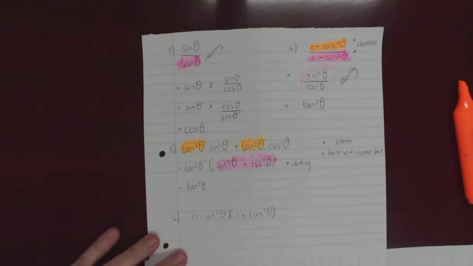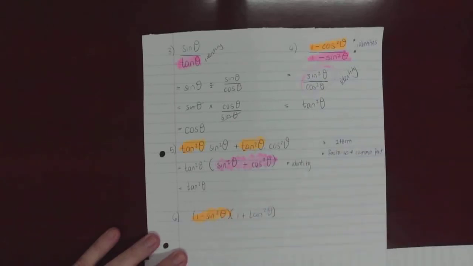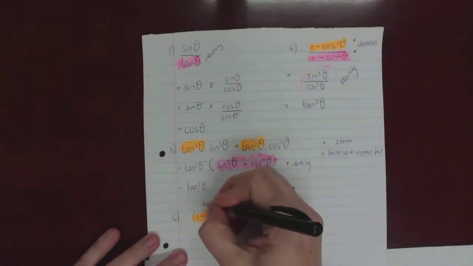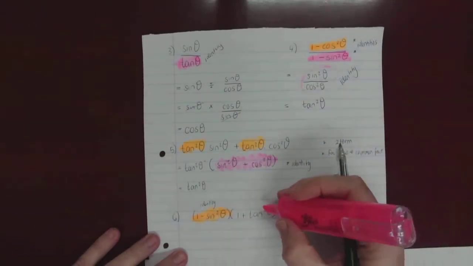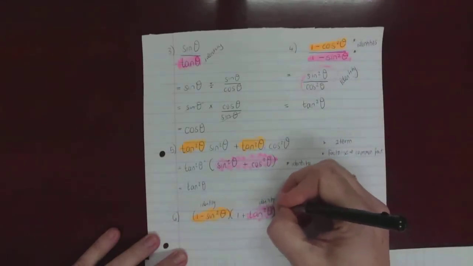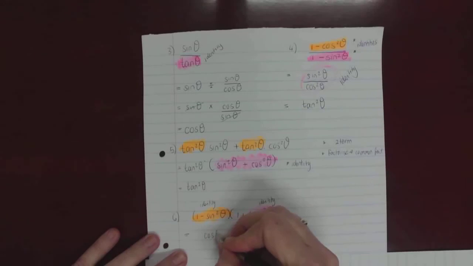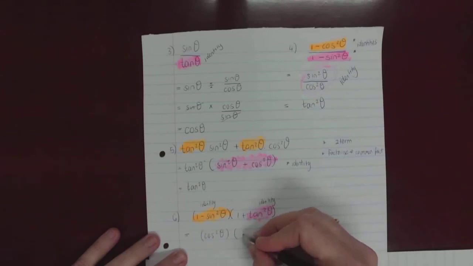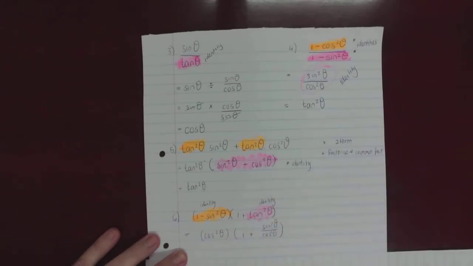So I should pick up. If I have 1 minus sine squared theta, this is an identity. If I look at 1 plus tan squared theta, tan squared theta is an identity. So instead of saying 1 minus sine squared theta, I can write that as cos squared theta. And instead of writing tan squared theta, I have sine squared theta over cos squared theta.